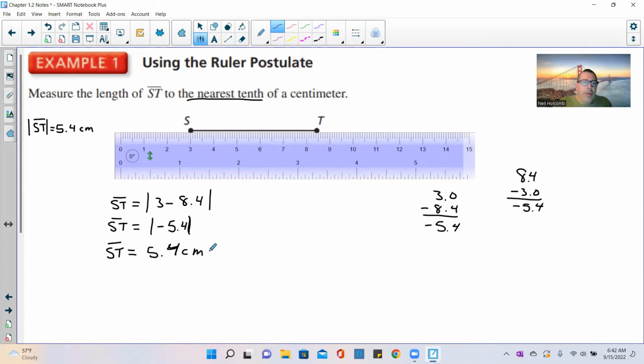Always use your unit of measurement at the end: centimeters. So that's the way the book was showing it, just taking any value. If you use 0, then the other end is going to be your answer. But if you didn't use 0, then we're basically using the distance formula, and we'll get into that later.